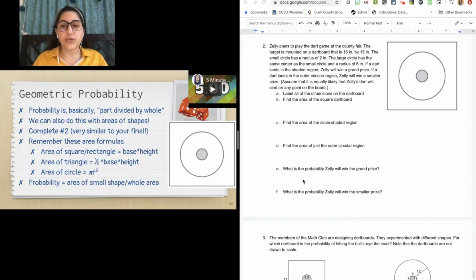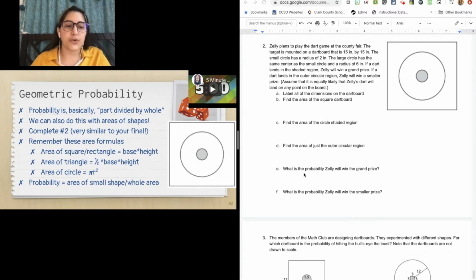So we can also do that with areas of shapes, right? If you have a small shape inside of a big shape, we can figure out, okay, what percentage of the total area does that smaller shape take up? And that's what we're going to do here with these geometric probability problems. This is actually how people who design dartboards figure out what point values to assign to different areas, because the harder things are to hit, right, the smaller the area is, the more points you want to give people.